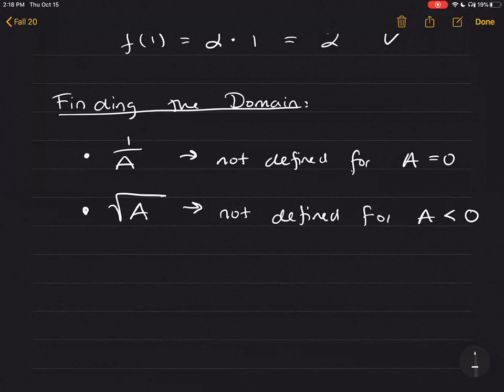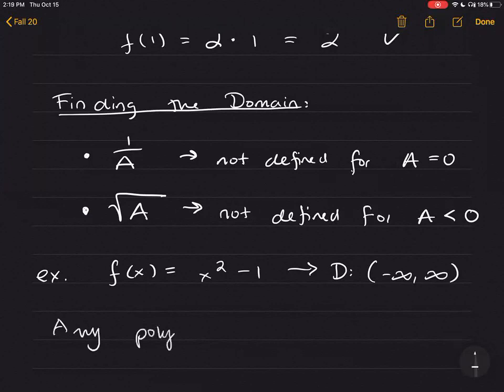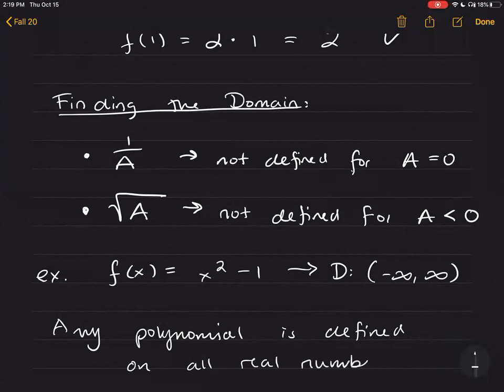So everything else, though, the domain is usually basically everywhere. So for example, if we have f of x equal to x squared minus 1, the domain is going to be everywhere because any polynomial is defined on all real numbers. So if you see a polynomial, you should think, ah, perfect, defined everywhere. Domain is negative infinity to infinity.